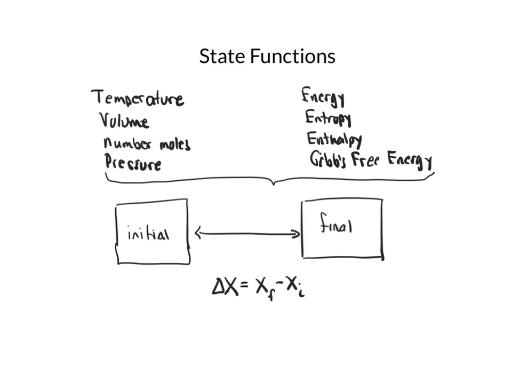And it doesn't matter how I get from this initial state to this final state. I can go through some intermediate state and then to the final state, or I can take 5 steps to get to the final state. It doesn't matter. All that matters is what the initial state is and what the final state is, and the change will always be equal to final minus initial, no matter how many intermediate states I go through. That is a property of state functions that's going to become very important as we move forward.